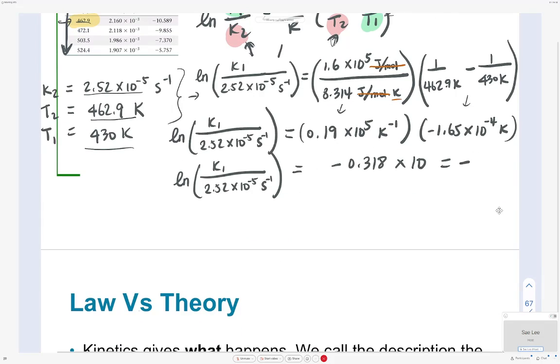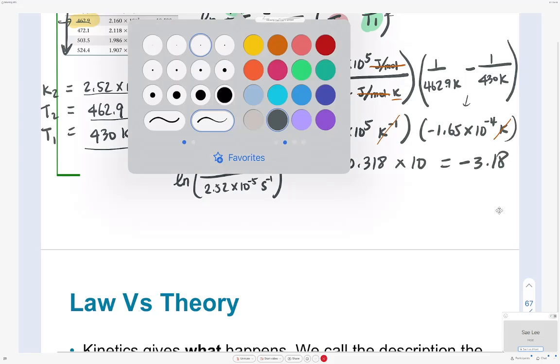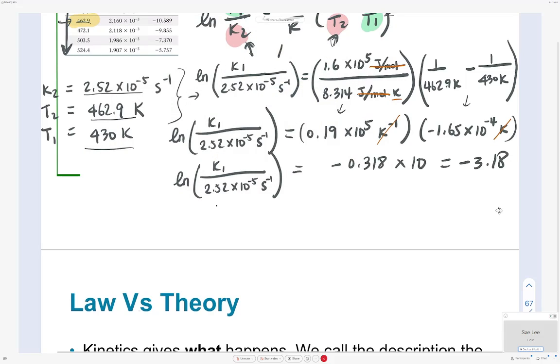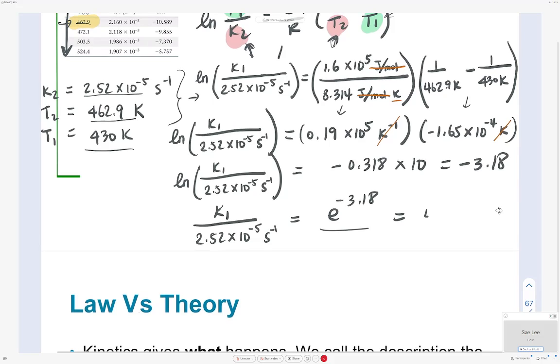Which is negative 3.18. Okay, and oh, another unit cancellation. Inverse Kelvin and Kelvin will cancel each other. You're going to be left with a number without a unit. Okay, so K1 over 2.52 times 10 to the negative 5 inverse second is going to be equal to e to the negative 3.18. Okay, and this value, you plug this into the calculator, you get 4.15 times 10 to the negative 2.